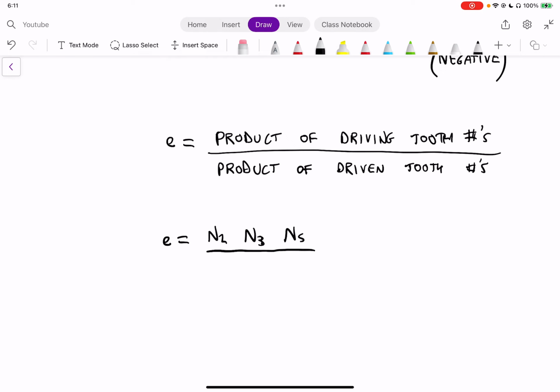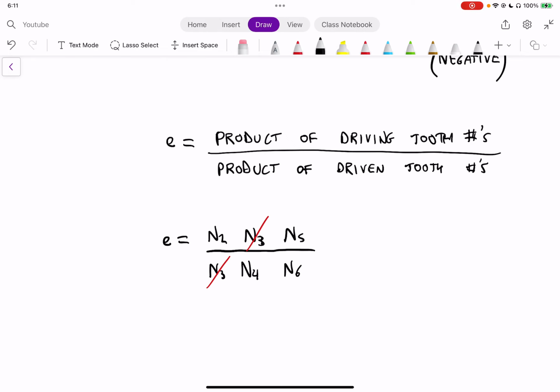Now, the ones that are driven: 2 is not driven because it's not pushed by anything else. It's pushed by a motor or something on the axle, but it's not actually pushed by teeth. So N3 is driven by N2, so we have to add it. N4 is driven by N3, so we have to add it. And N6 is driven by N5, so we have to add it. And once again, because we have an idler, which is driven and driving, we cancel the N3, just like we did before in our problem.